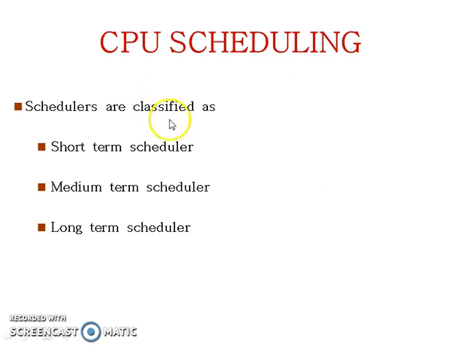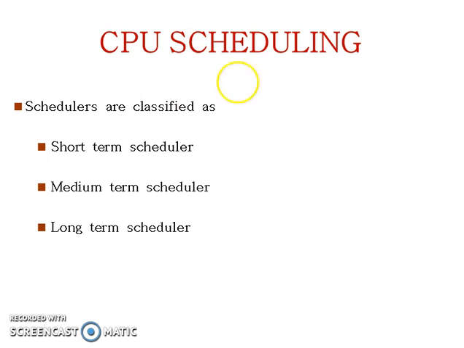Now let's talk about the types of schedulers. Basically schedulers are classified as short-term scheduler, medium-term scheduler and long-term scheduler. As the name suggests, the short-term scheduler is a kind of scheduler which takes decisions very fast. It schedules very fast, so obviously this algorithm will be less complex. Normally this is also called a dispatcher. The short-term scheduler decides which of the processes from the ready queue is to be executed.